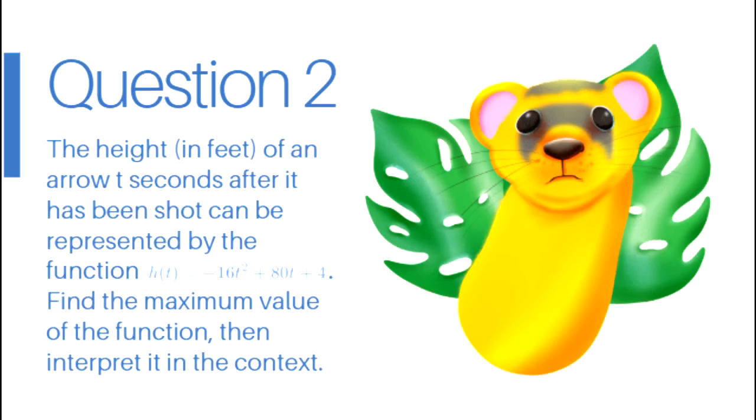Question 2. The height in feet of an arrow t seconds after it has been shot can be represented by the function h of t is equal to -16t squared plus 80t plus 4. Find the maximum value of the function, then interpret it in the context.